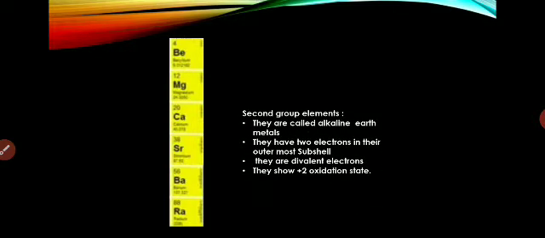These are the second group elements. They are also called alkaline earth metals. They have 2 electrons in their outermost subshell. They are divalent and they show +2 oxidation state.